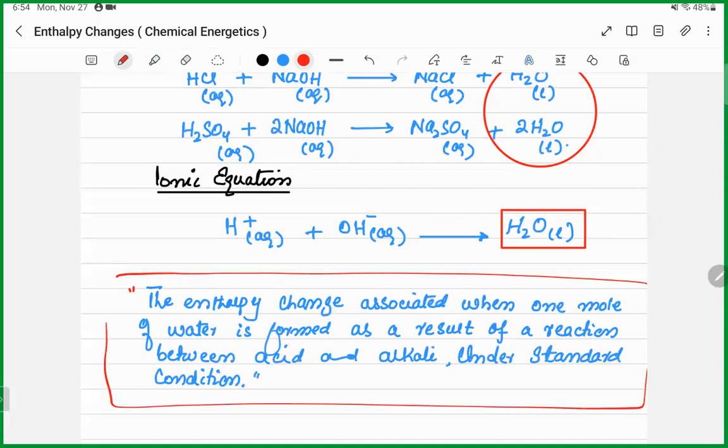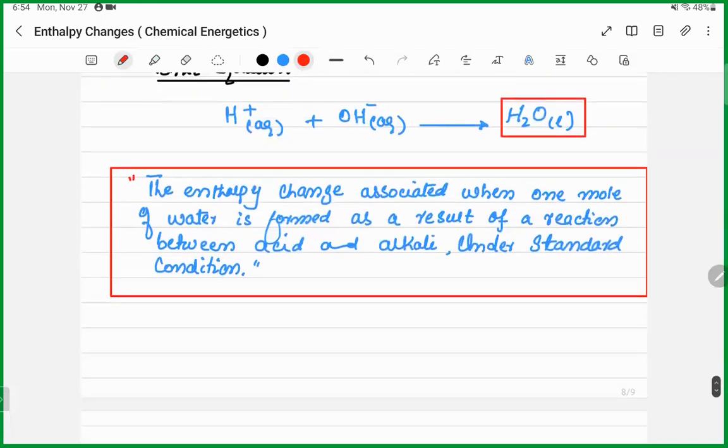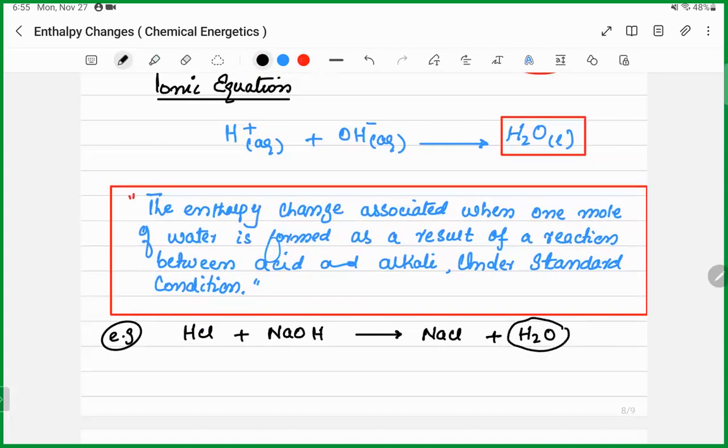The enthalpy change when 1 mole of water is formed as a result of a reaction between acid and alkali. As an example, I'm going to give you the same example. HCl plus NaOH forming NaCl plus H2O. कितने मोल वाटर के बन रहे हैं बेटा? 1 mole as a result of a reaction between acid and alkali है. So this is called delta H neutralization.